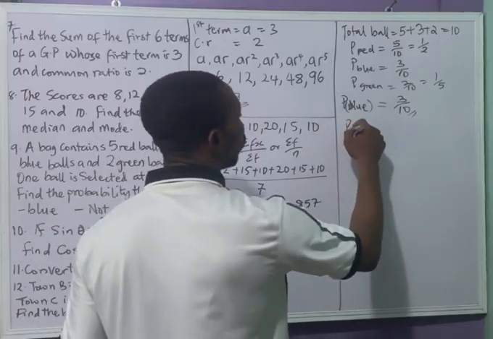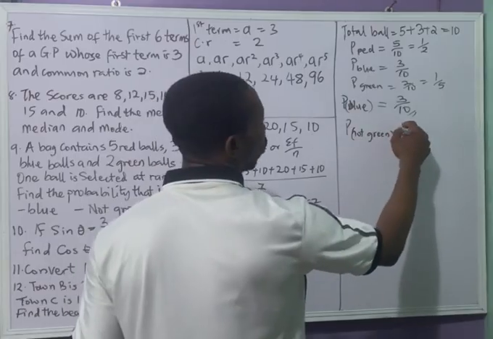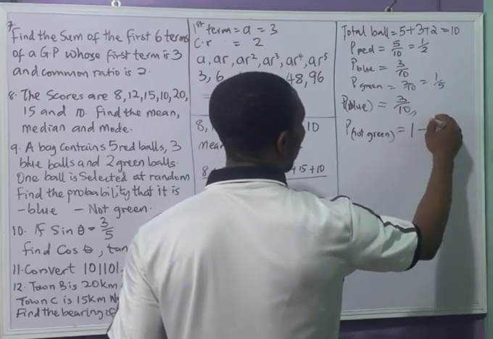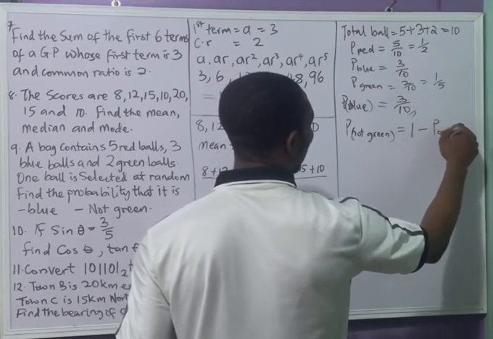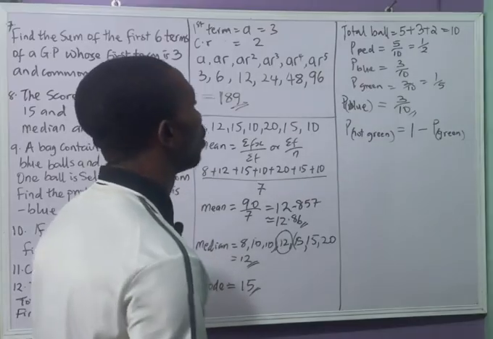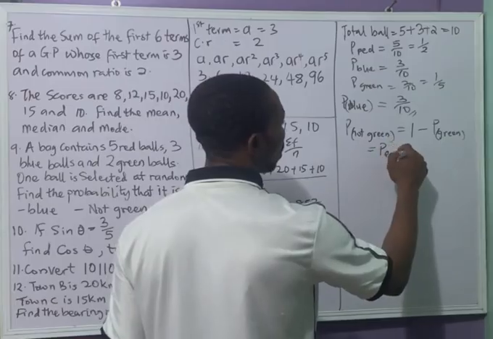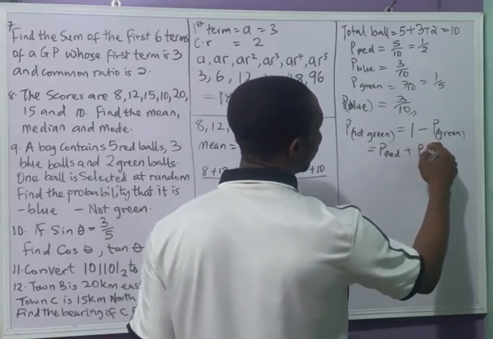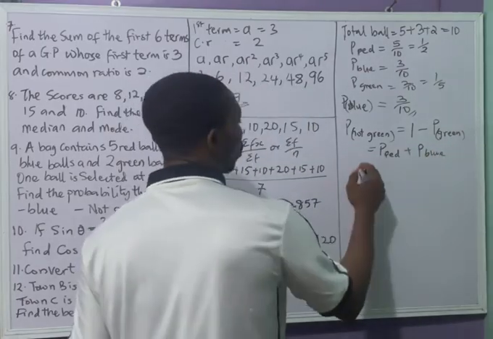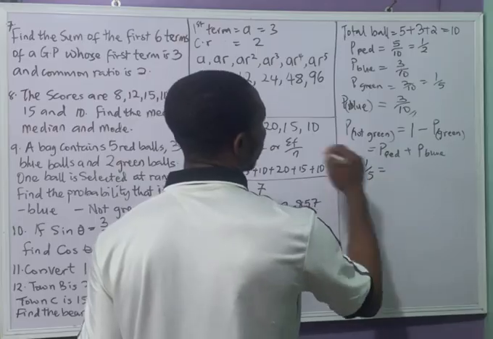Now, probability of not green. Probability of not green will be 1 minus probability of green. Or we can say the addition of the probabilities, probability of red plus probability of blue. So now let's look at the two of them. 1 minus probability of green will be 1 minus 1 over 5, which is what?